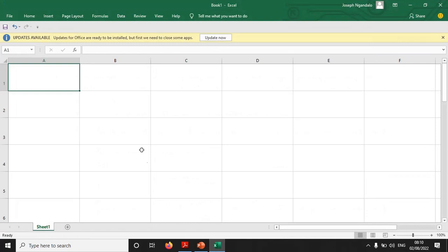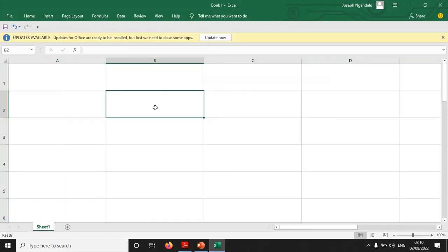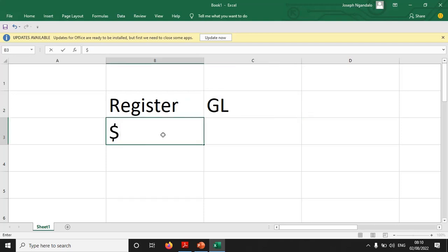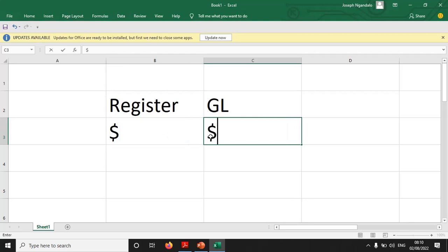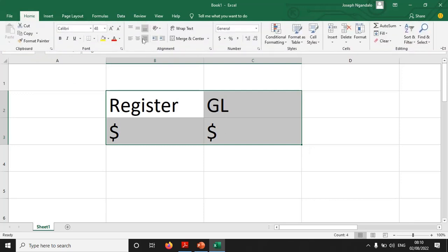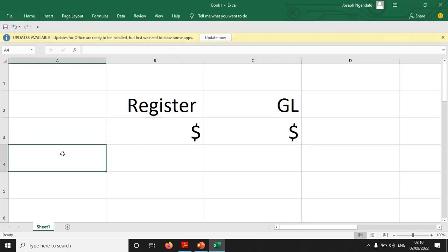Let me just put this number side by side so that we can be checking these numbers, so that we can see when we can reconcile. I'm going to say CV here. Should I say CV? I'm going to say register. And then I'm going to say general ledger. And then I'm going to bring in the dollars. And also you do the same. If you can see what I'm doing on the board, you can do the same.